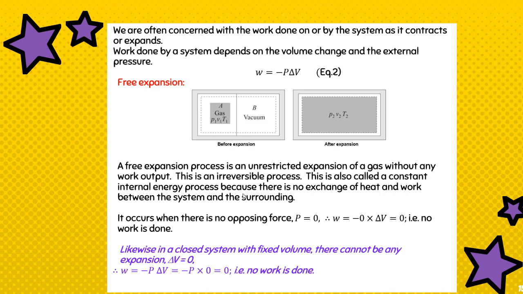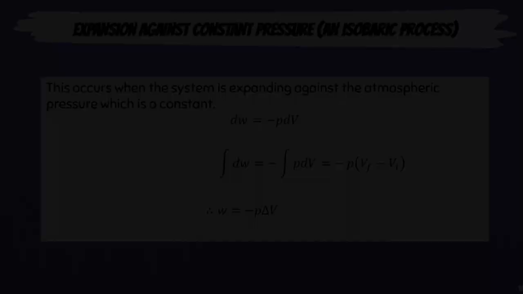And it's also called a constant internal energy process because there's no exchange of heat and work between the system and the surrounding. Because there's no opposing force, P equals 0, that means work equals 0, so no work is done. Likewise, in a closed system where there is a fixed volume, delta V equals 0, so work is also 0, there's no work done.